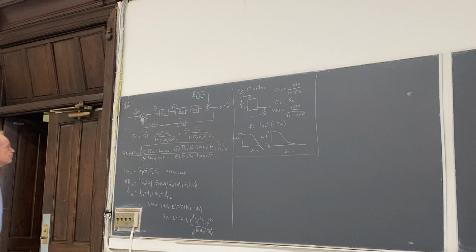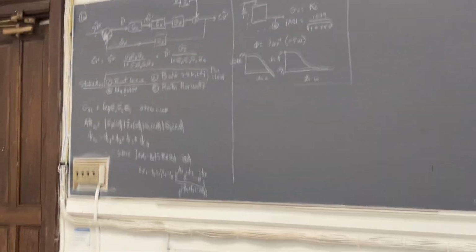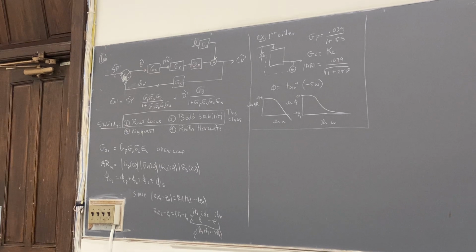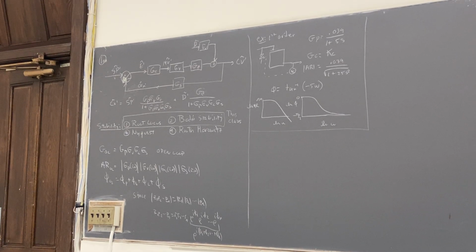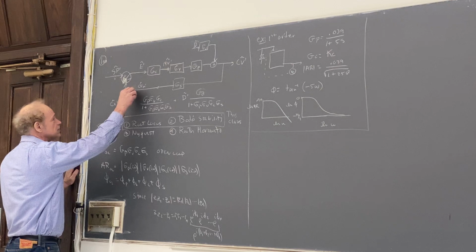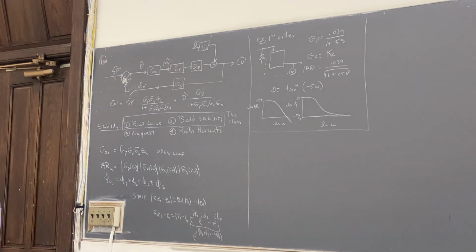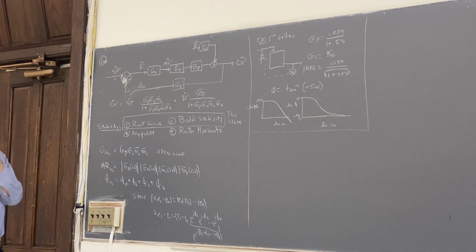Let me just review for you the Bode stability criteria before we go on, because this is really the fundamental basis of what we're doing for basically the rest of the semester. So the idea is we start with the open loop system. Open loop means we disconnect the loop right here. So this is disconnected. We start with the open loop system.